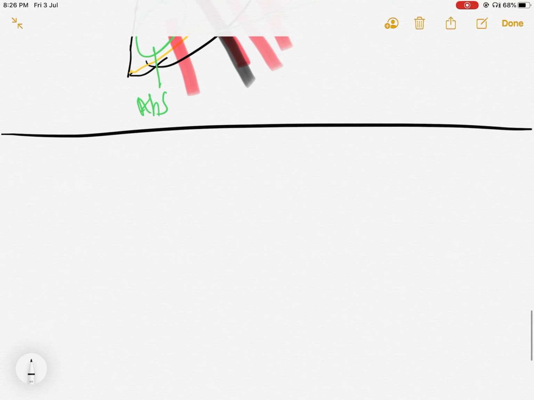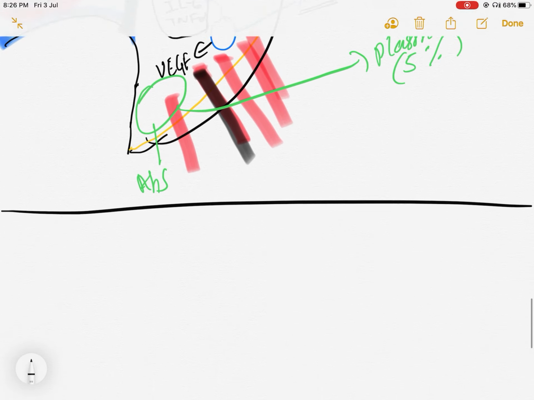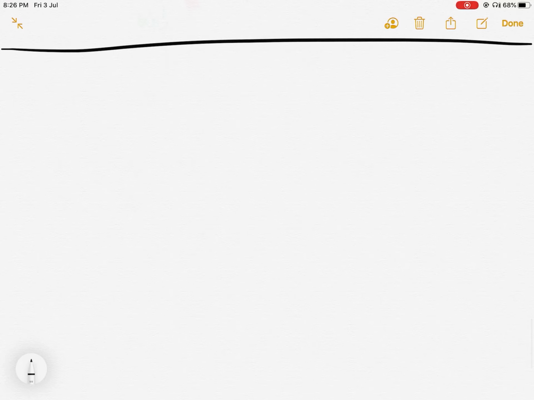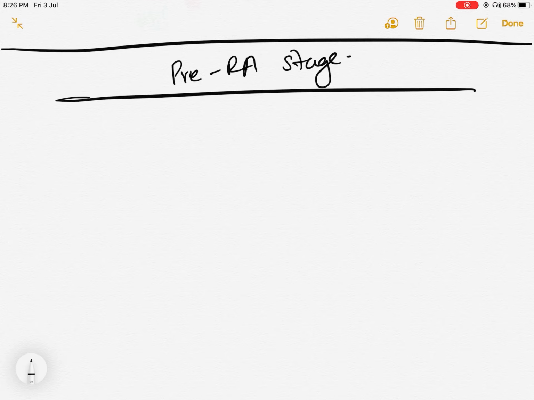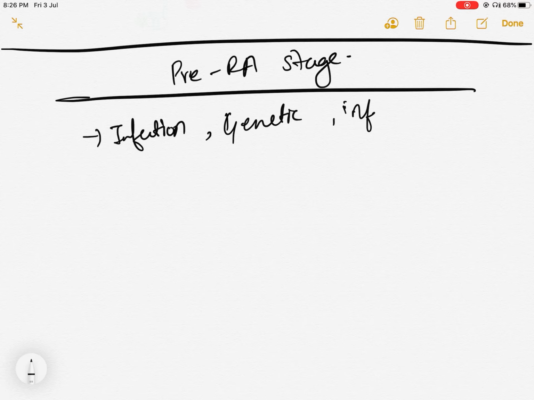Okay. Now, before everything happens, at least 10 years prior to this, that is the pre-RA stage, it was because of various factors like infection by Porphyromonas gingivalis, or genetic predisposition, or smoking.